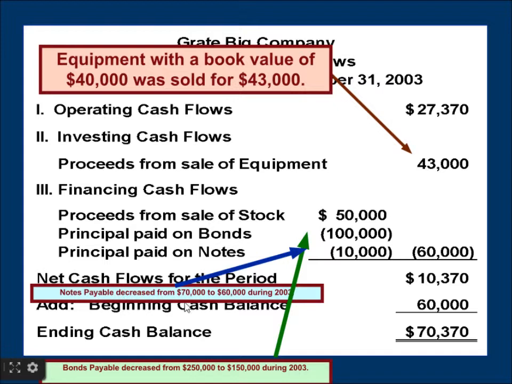And notes payable decreased from 70,000 to 60,000 during 2003. If you go back, you will know how to calculate this. You see the comparative liability balance sheet, and you will see that notes payable decreased from 70 to 60 during 2003, and that's how you get 10,000 here. And then for calculating the net cash flow, we add the beginning cash balance, which was 60,000, then the ending cash balance will be 60 plus 10, which is 70,370.